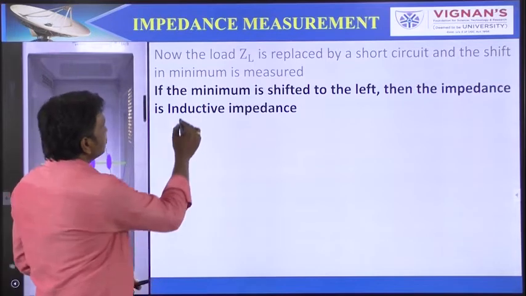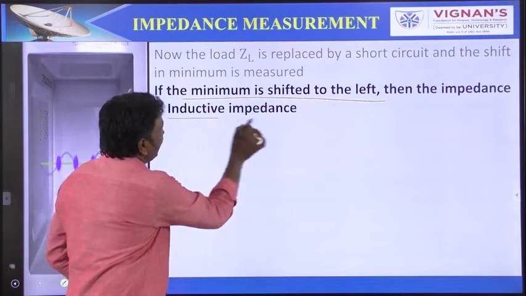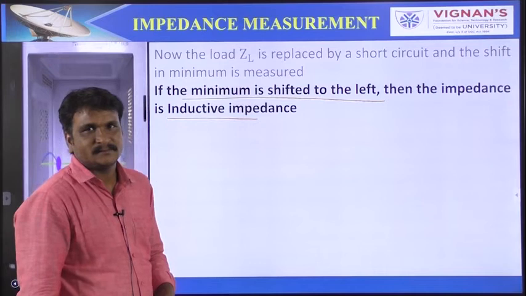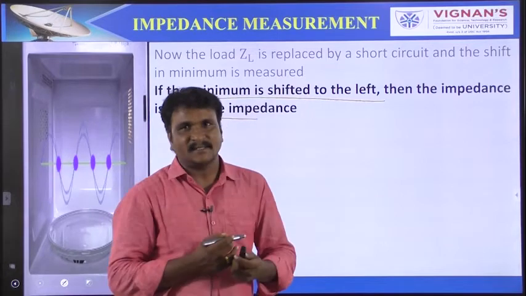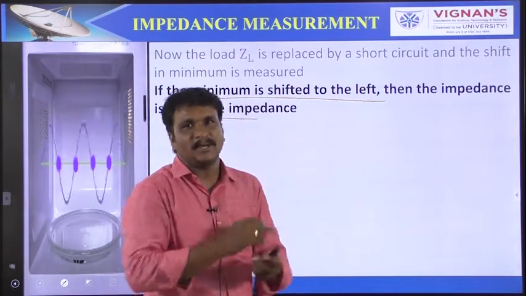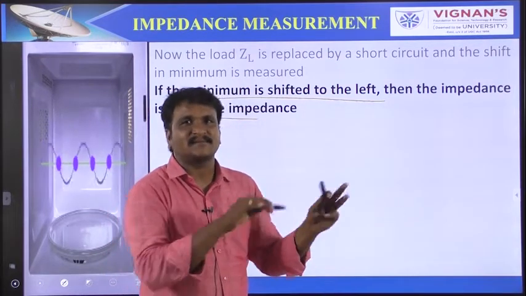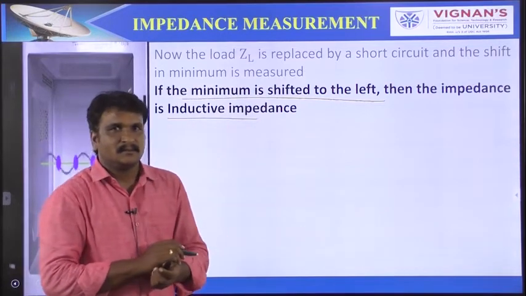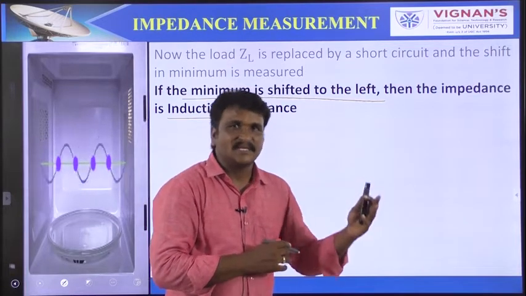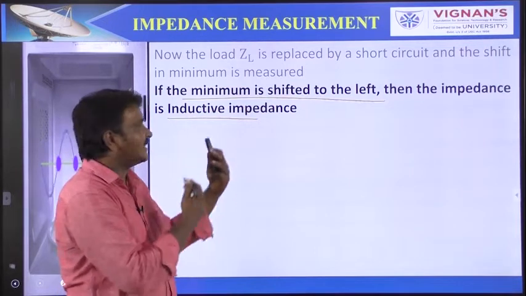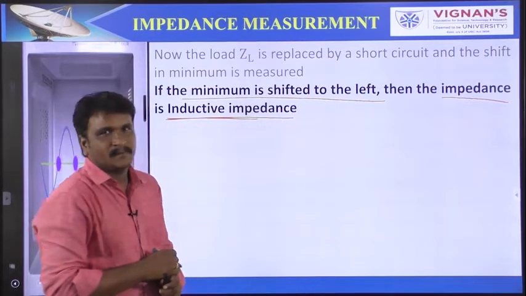If the minimum is shifted to the left, then the impedance is inductive. In the first bench setup, after the slotted section we connect some load impedance. In the second bench setup, in place of the load impedance, simply replace it with a shorting plate. Once you connect the shorting plate, if the minimum is shifted towards the left direction, that will create inductive impedance, right?